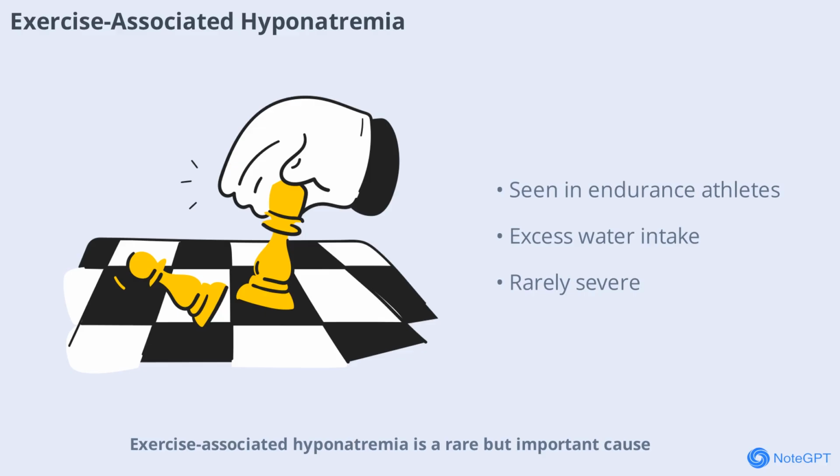Exercise-associated hyponatremia is a rare but important cause, especially in endurance athletes. It occurs when excessive water intake during prolonged exercise overwhelms the kidney's ability to excrete it. While usually mild and asymptomatic, it can occasionally lead to severe symptoms if not recognized and managed promptly.